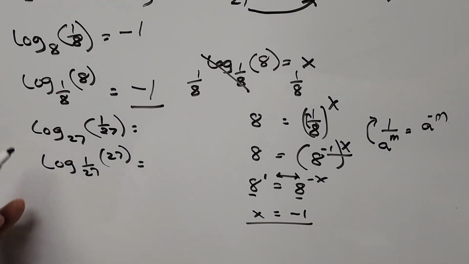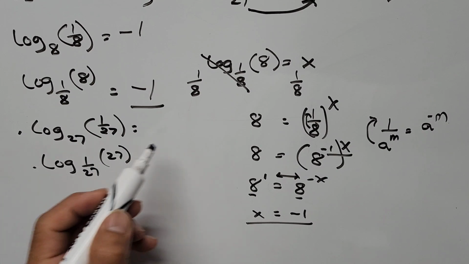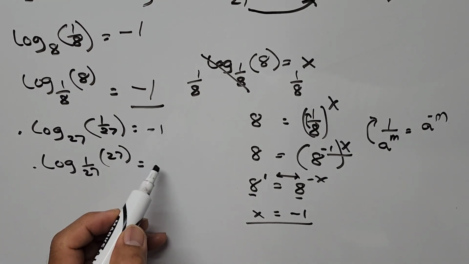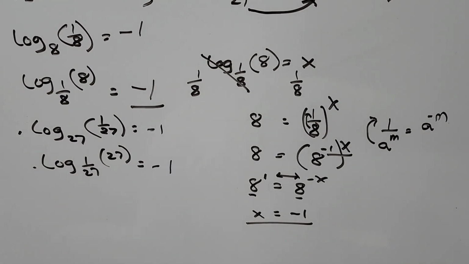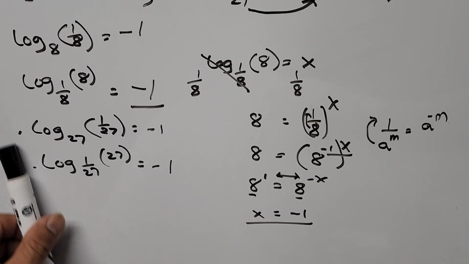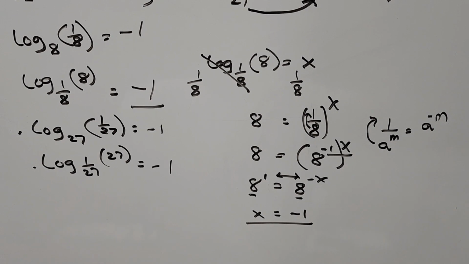So what about these two? So this must be negative 1 also, right? All right. So if you can do it yourself, feel free to pause the video and you can try it out and solve it. Now let's go to base 10 logarithms.